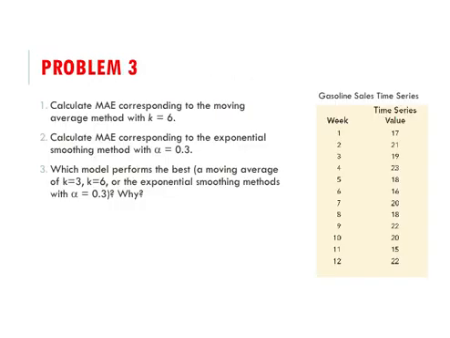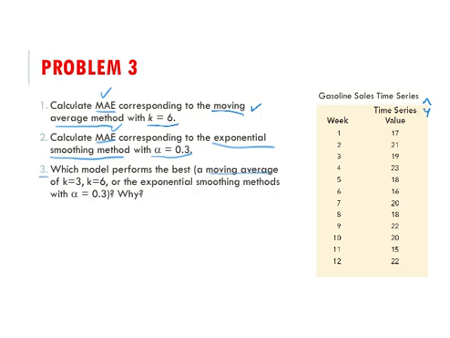So now let's practice. We are using the same time series, the gasoline sales time series. And here, you will have to calculate the MAE from two methods. The first one, you will use the moving average method with K equal to 6. Calculate the forecast for the moving average method using K equal to 6, and then calculate the MAE from that one. And then again, for the next question, use the exponential smoothing method with alpha equal to 0.3, and then calculate the MAE.